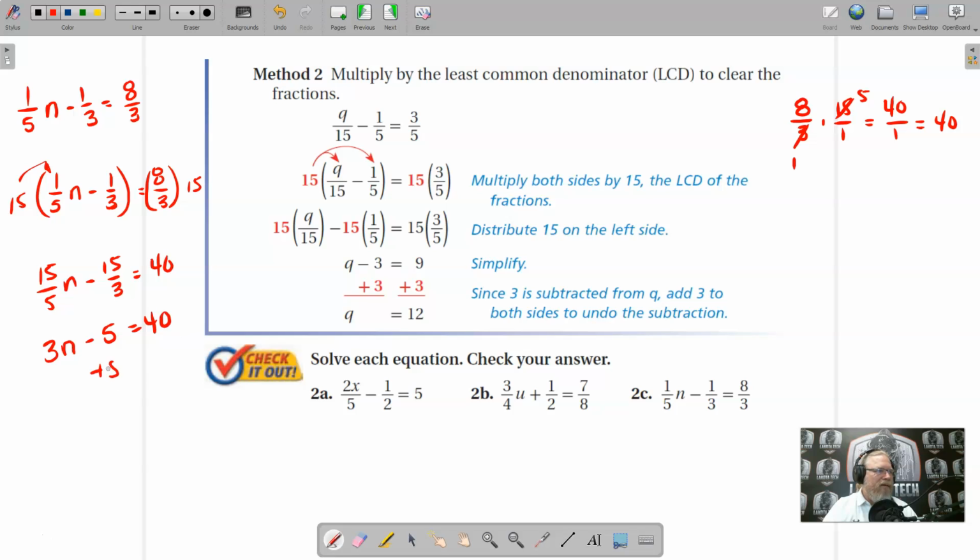So let's go ahead and add 5. What we do to one side, we're going to do to the other. 5's will cancel each other. 3n equals 40 plus 5 is 45. And then now let's divide both sides by 3. 3's will cancel. We get n, and 45 divided by 3 is 15. A little bit easier that way. I kind of like the second method better than I do dealing with all the fractions on the first method.